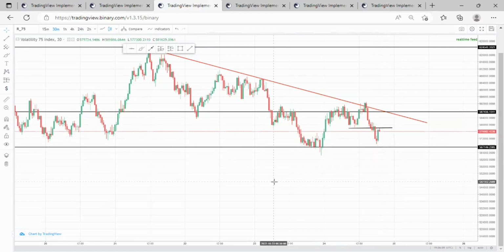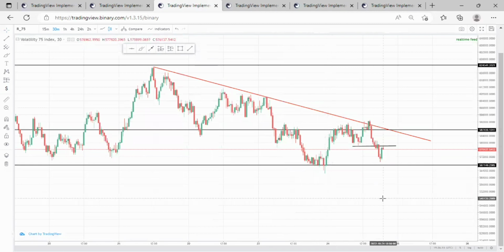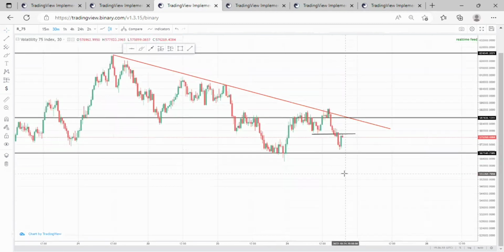Okay, because this is a downtrend. This is a downtrend. You can see that's a downtrend. So I'm expecting price to drop below this level in future or maybe tomorrow.